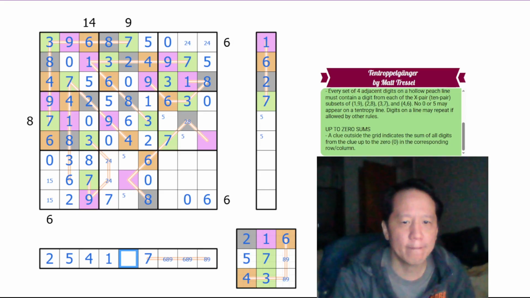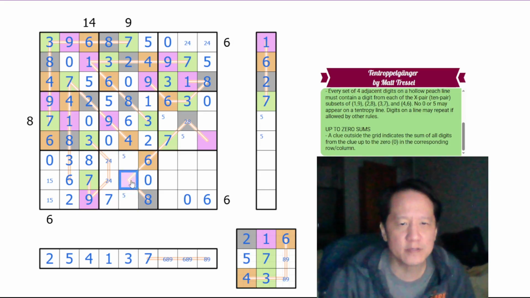The last one that we're missing is a 3. So this has to be then... So this is 1 or 9 here. It's a 1, 5, 9 triplet here. Obviously, 5 can't be on the Tentropy line. This is 1 or 9.